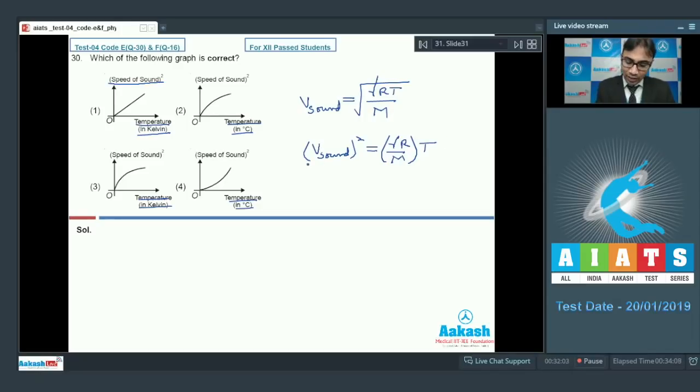So we can say that the velocity squared will be directly proportional to the temperature, where the proportionality constant will be equal to gamma R by M. So the graph will be a straight line passing through the origin, right? So we can say that our option number 1 will be the correct choice. Yes. So my option number 1 will be the correct choice. Now let's move to question number 31.